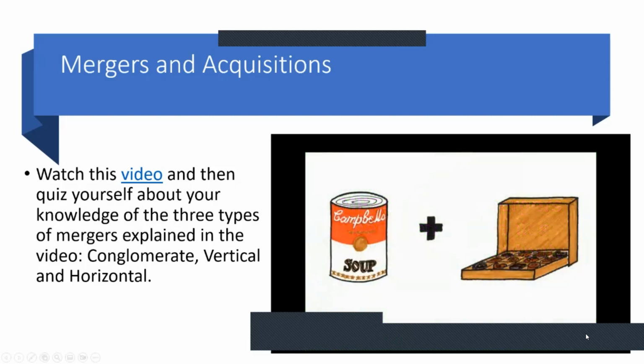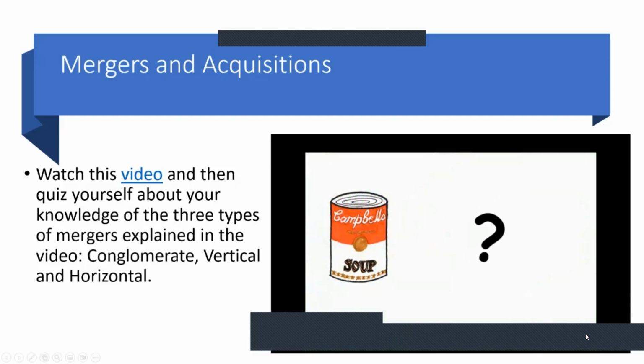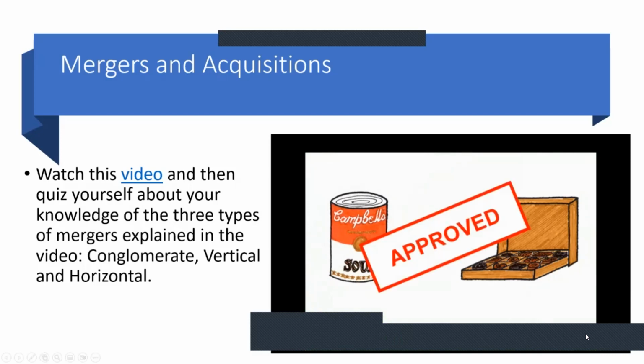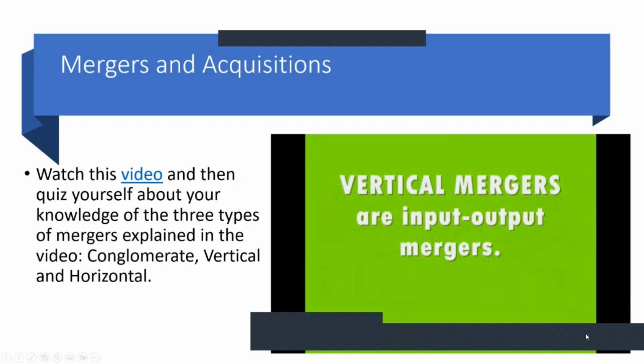Did this merger affect competition in the soup market? No. Did it affect competition in the candy market? No. Conglomerate mergers do not reduce competition in either market since the products are unrelated, so the U.S. government allows them. 2. Vertical mergers are input-output mergers.